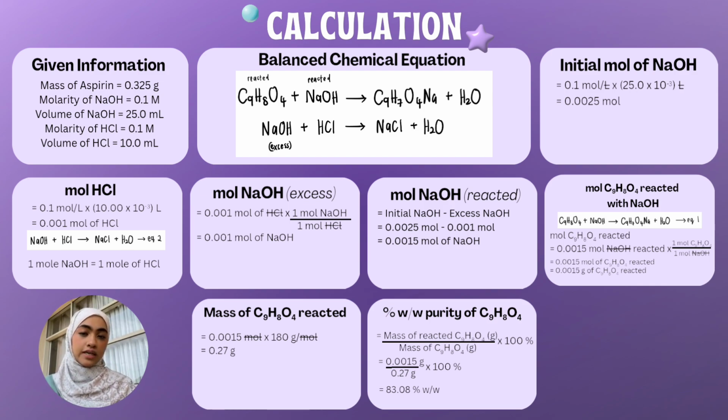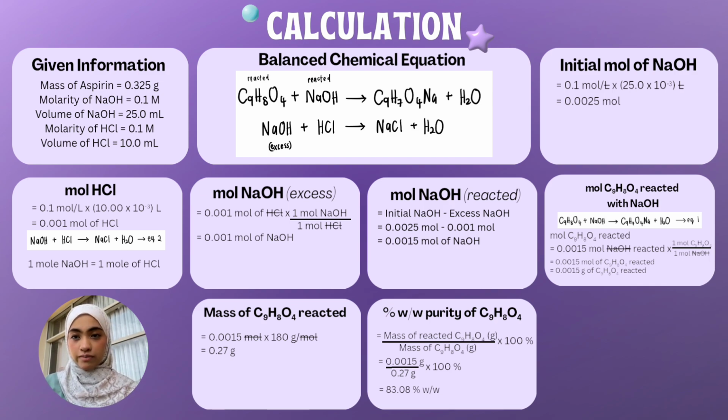And then we need to write the balanced chemical equations of both. We have the reactant C9H8O4, which is the aspirin, acetylsalicylic acid, that reacts with NaOH, which is sodium hydroxide, and we obtain C9H7O4Na and water. Then we have the excess sodium hydroxide reacting with hydrochloric acid, and we get NaCl with water.